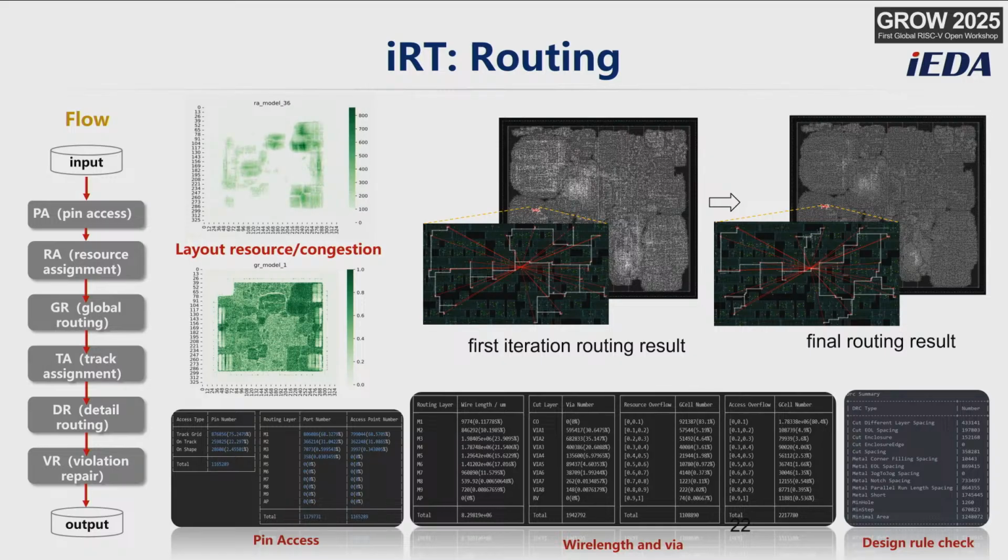iRT refers to routing. It consists of the global router and the detail router. The global router incorporates a fast Steiner tree generation algorithm and various routing algorithms. And the detail router iteratively eliminates the design rule violations with a 3D A-star algorithm.